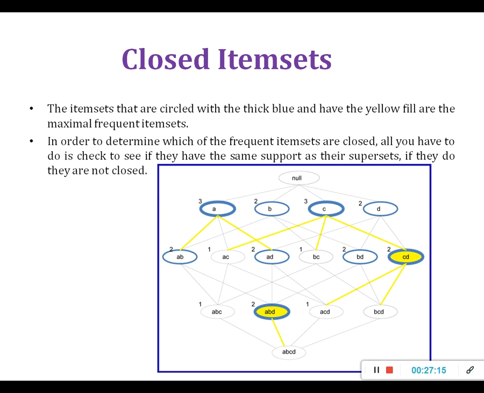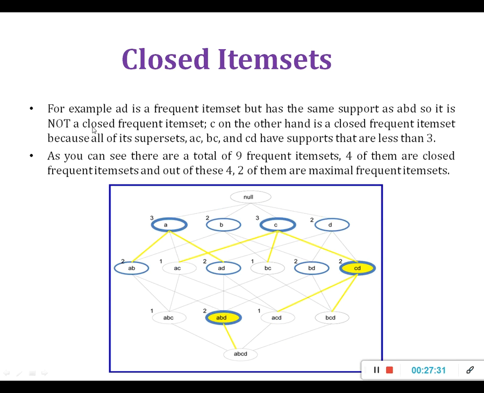In order to determine which of the frequent item sets are closed, all you have to do is check to see if they have the same support as their supersets. If they do, they are not closed. So this is all about the closed and the maximal. So in this example, if you are looking at ABD, it is not a closed frequent.